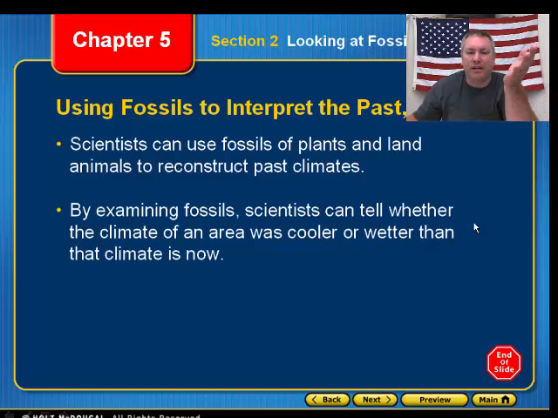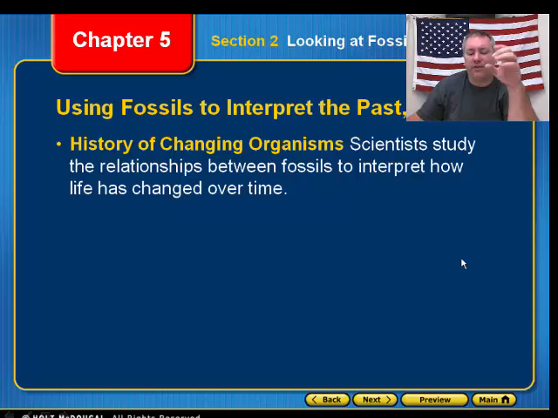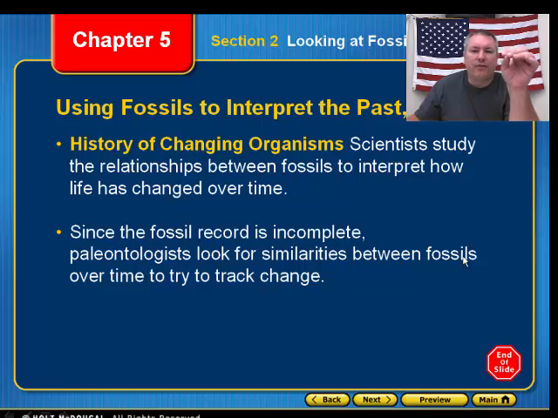Looking at coprolite and other things, we can determine what the climates were like, what those animals ate, and those types of things. Now, scientists study the relationship between fossils to interpret how life has changed over time. Obviously, if there's a lot of marine fossils and very few land fossils, that tells us that in that time period there had to have been a lot of marine life and not a lot of land life. So when we look at those different things, we can determine what the Earth looked like, what the organisms were like, and what life was like back when those organisms were around.